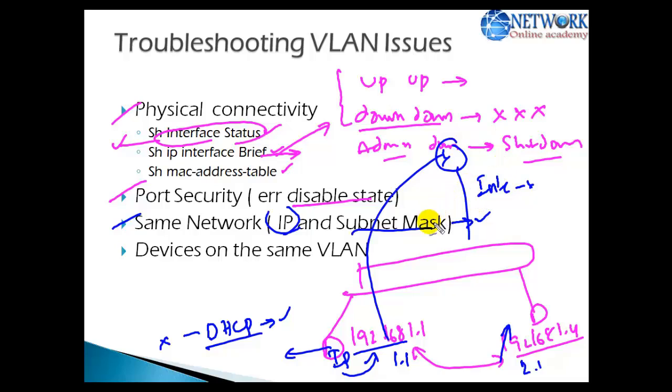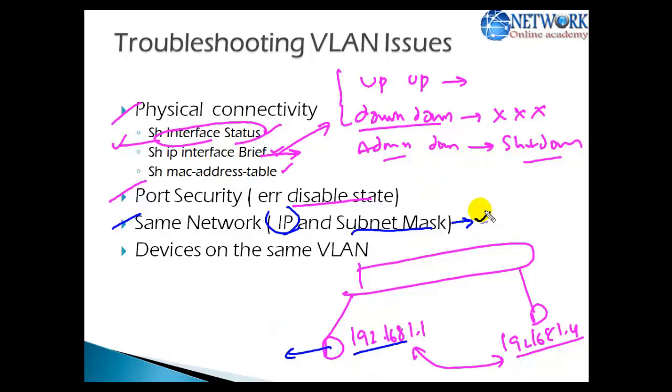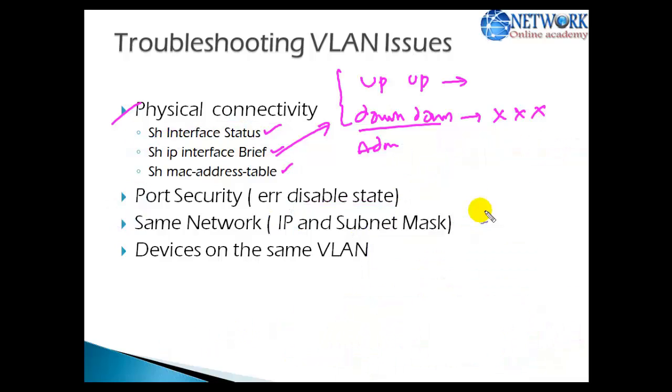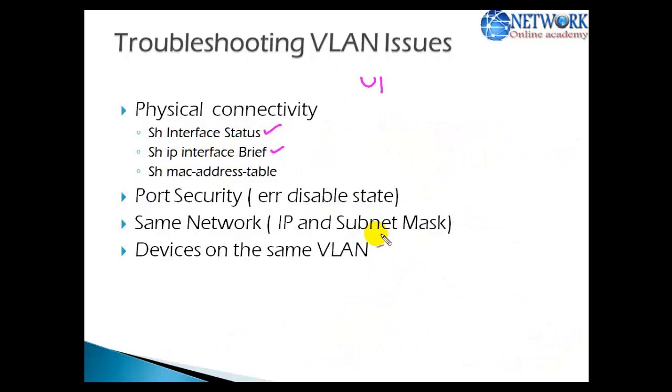What are the things we need to keep in mind? I'm not trying to mix up everything here. There might be a DHCP issue, and if two different networks are not communicating, it might be an inter-VLAN issue. But here we are just trying to figure out what could be the possible reason if two devices in my LAN which are on the same network are not communicating. And finally, you have to make sure that both the devices must be on the same VLAN. These are some of the things we need to keep in mind whenever we are troubleshooting VLAN.